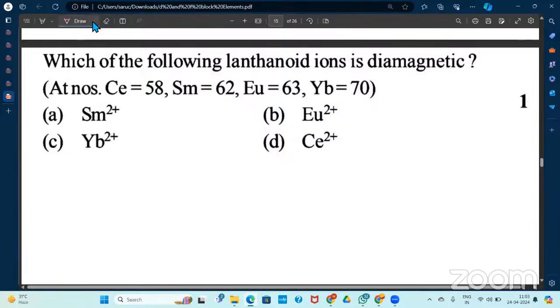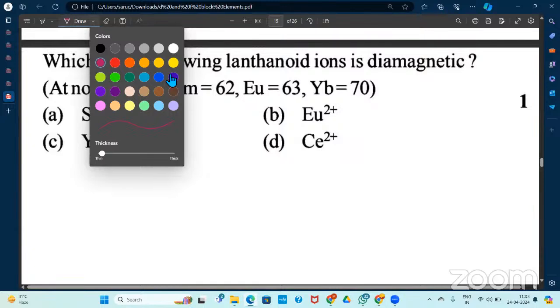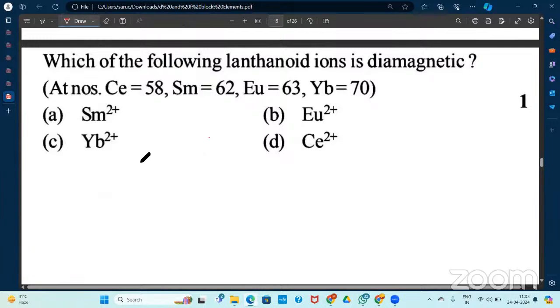D. Okay, so it is option D. I got one answer. What about others? Yes. So we'll write the configuration for samarium. It is 62, so it would be xenon 4f6 6s2. How many unpaired electrons? It has unpaired electrons, so therefore it is going to be paramagnetic.